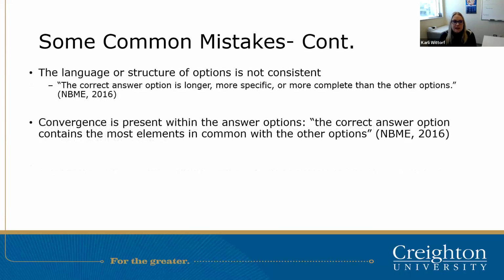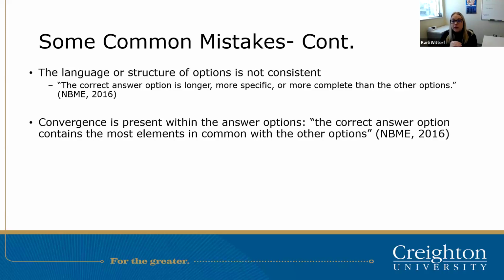A few other common mistakes are that the language or structure of the options is not consistent. You want them to be very similar. If you're focusing on writing that perfect one best answer option, what tends to happen is that the correct answer is a lot longer, more specific, more complete, or a lot more complex than all of the distractors that you've added in as fillers. So you want them to be consistent so that the student can't just pick out which one they think is right because it's the longest one.